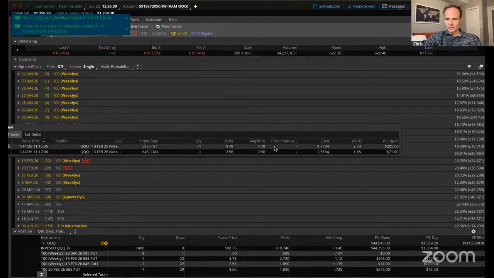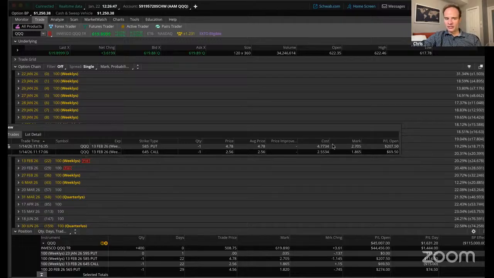So of these two, we've got one profitable put option. We've gotten over half of the profit out of this $585 put. It's been open since the 14th of January. So we opened this trade on the 14th of January. It's now the 22nd, so a little over a week.